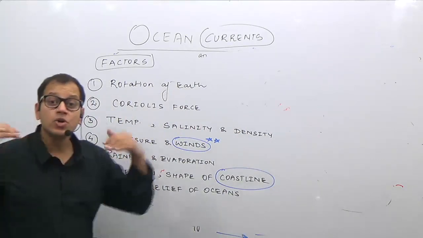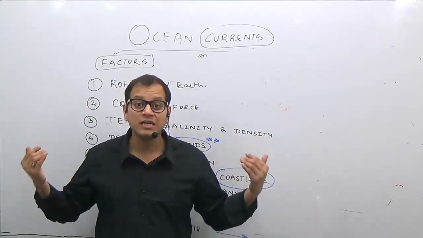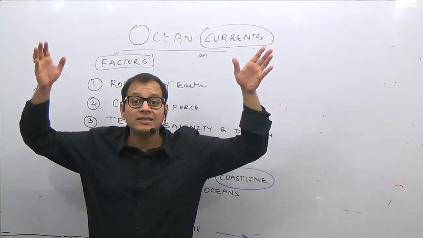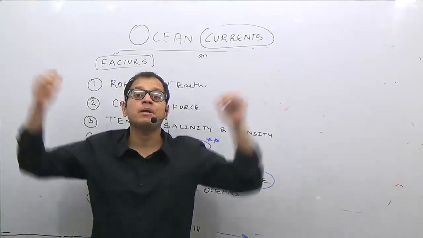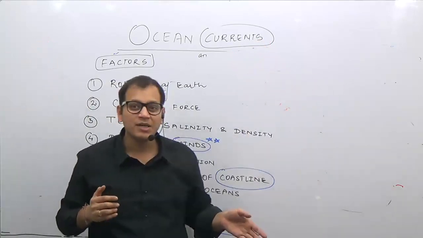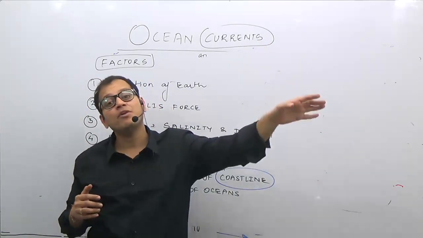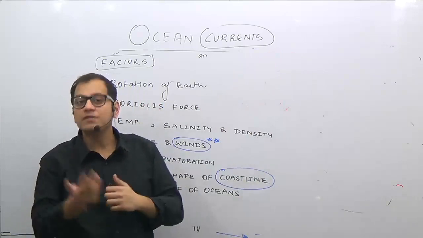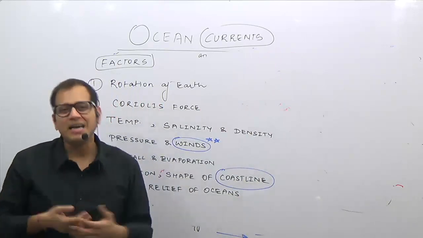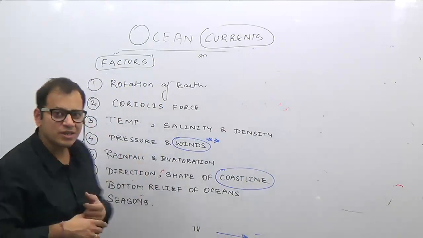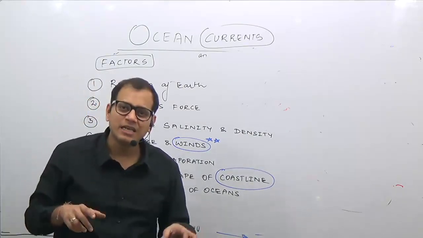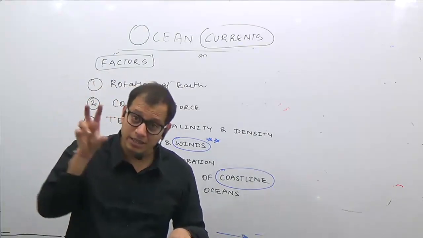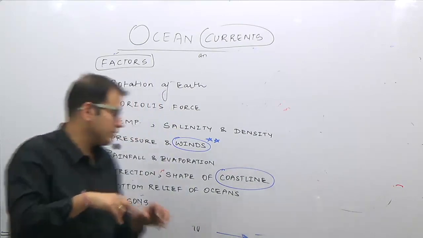Pressure and winds. Most of the ocean currents in the world follow the direction of permanent winds. So take the example of the West Wind Drift, the Atlantic drift or the Pacific drift, the different kinds of ocean currents. Why are the winds generated? Winds are generated due to the difference in pressure. Rainfall and evaporation are minor factors, but they are factors which you should remember.